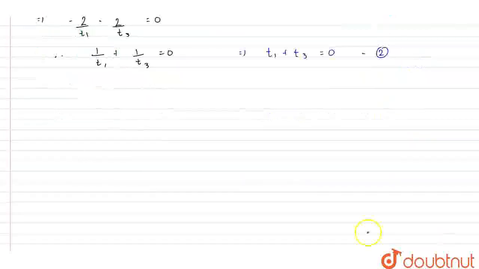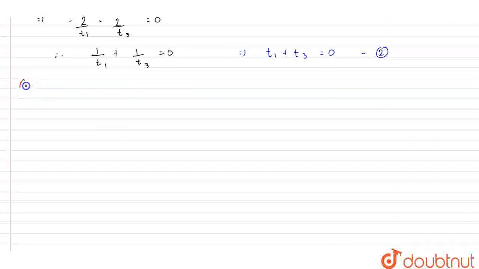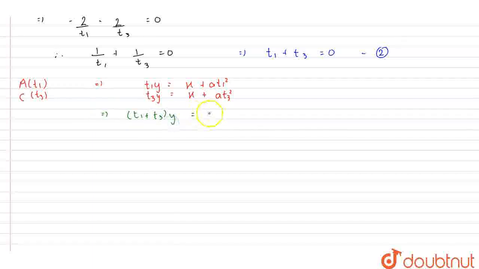Now if we find the equation of tangents at the point A, that is t1, and the point C, that is t3, we get the equations as t1 y is equal to x plus a t1 square, and here we get t3 y is equal to x plus a t3 square. Now solving these two equations to get their point of intersection, adding these two, we get t1 plus t3 into y is equal to 2x plus a into t1 square plus t3 square.